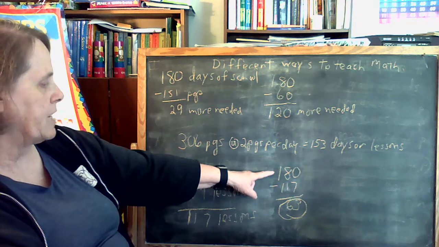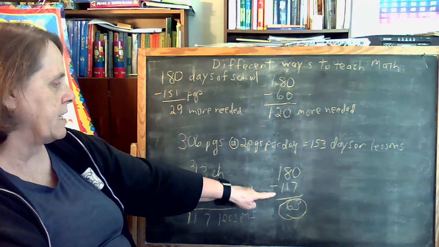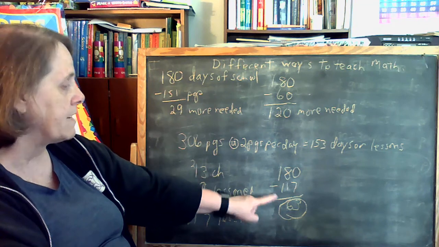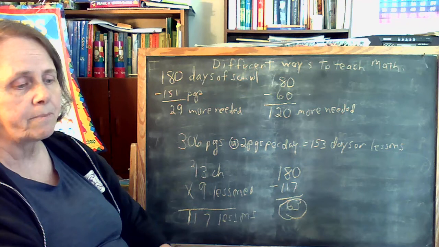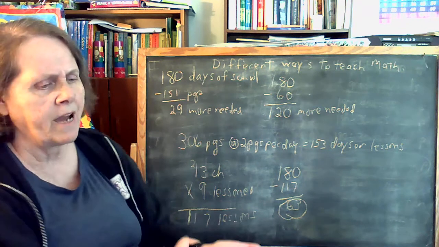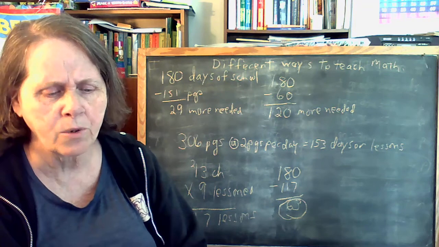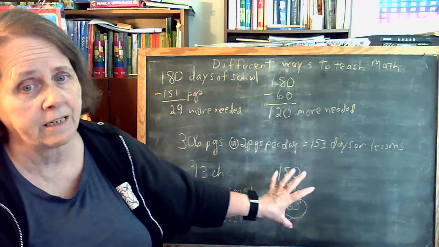And when I took the 180 days required and I subtracted 117 lessons, that meant I needed to find 63 more lessons. Now, this particular math book also divided up at the end of each chapter. There were quizzes and chapter tests and things, so that was all figured into this.